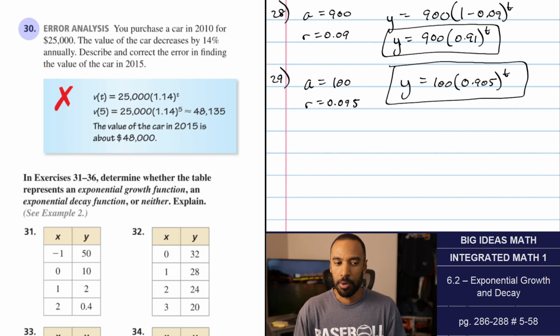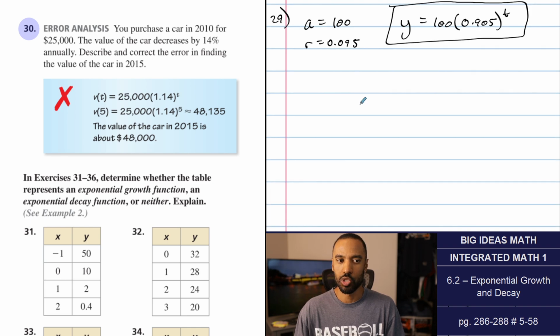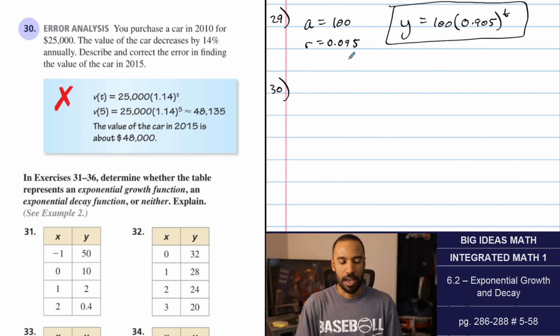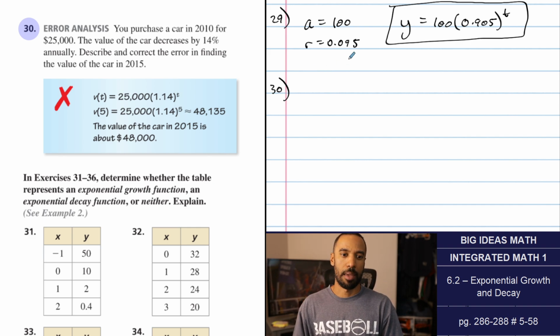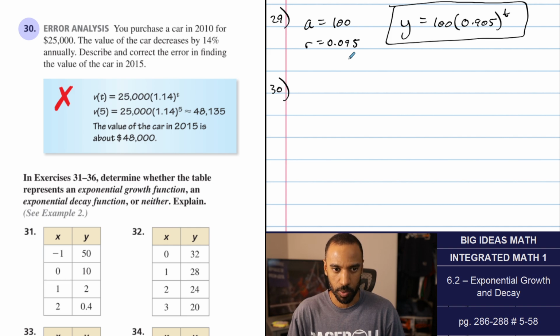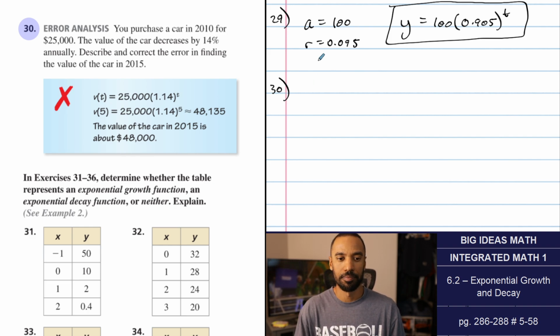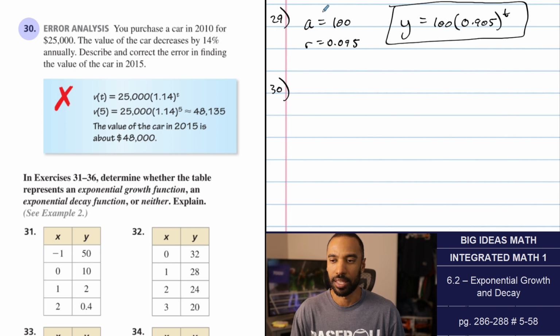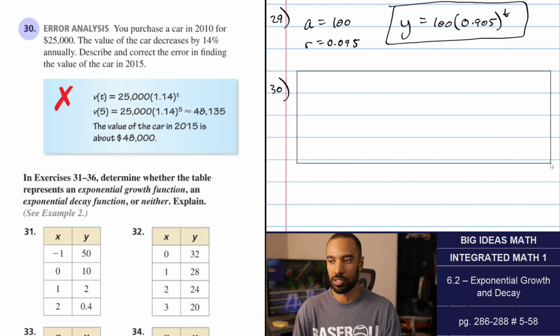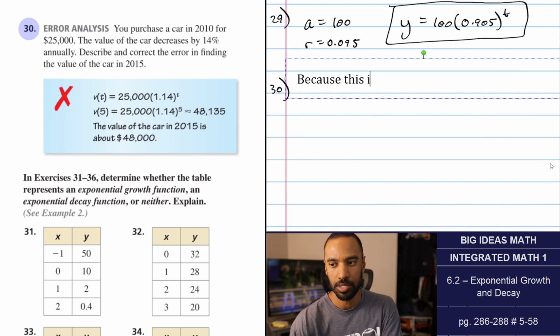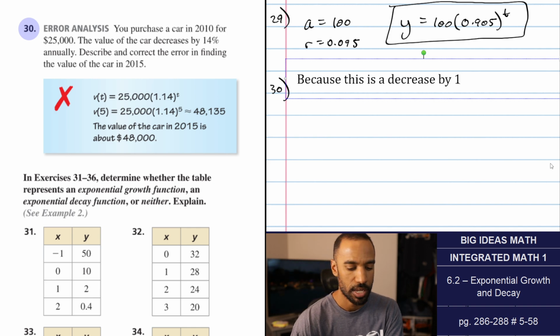All right. Number 30 is error analysis. You purchase a car in 2010 for $25,000. The value of the car decreases by 14% each year. Describe and correct the error in finding the value of the car in 2015. I actually expected them to do a different error, and I'll say what I expected them to say here. But they have the wrong model. Let's just begin there. Their model has 1.14 in it. They have the right 25,000. They have the right percentage change, but the change should be a decrease because this is a decrease by 14%.